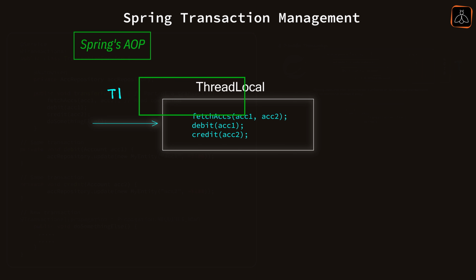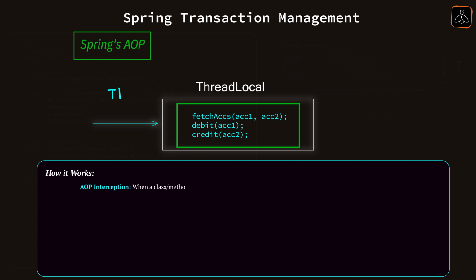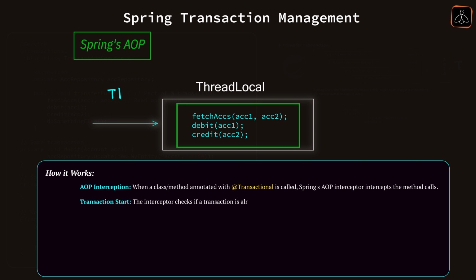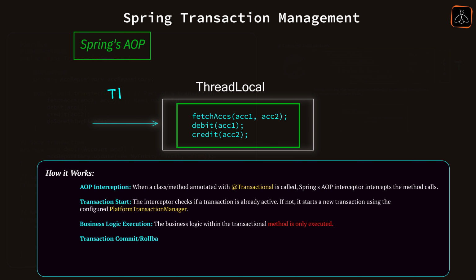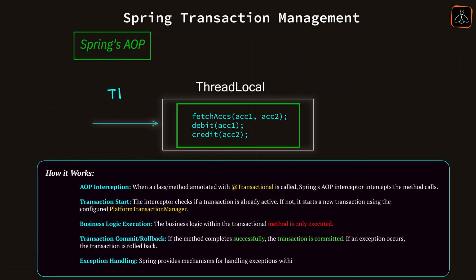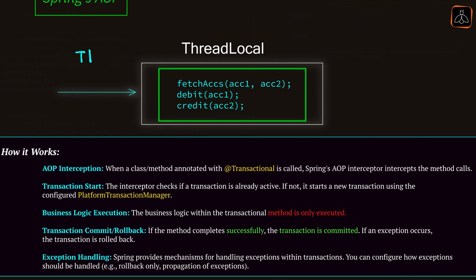When a method is annotated with @Transactional, Spring's AOP interceptor intercepts the call. The interceptor checks if a transaction is already active or not. If not, it starts a new transaction using the configured PlatformTransactionManager. Then the business logic within the transactional method is executed. If the method completes successfully, the transaction is committed by the interceptor. Otherwise, with an exception, the transaction will be rolled back.